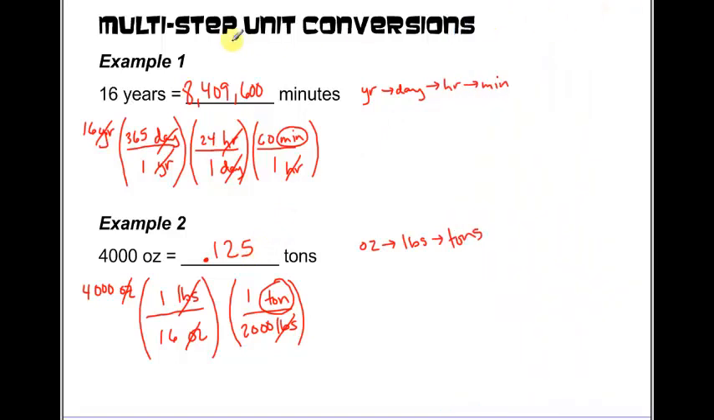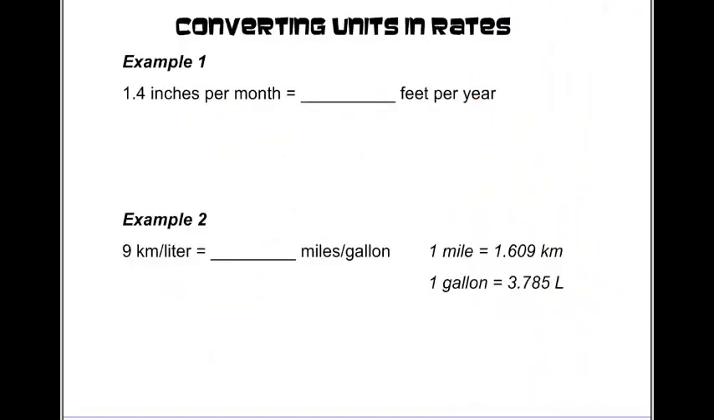Okay, not too bad. How about rates? Now, rates are a little bit different. You know, a rate is where we have a mix of units. Like here, we've got inches per month. Maybe I've got a plant or something growing 1.4 inches per month. How many feet per year is that? Well, as far as rates go, you see this word per. Remember that that means divide.